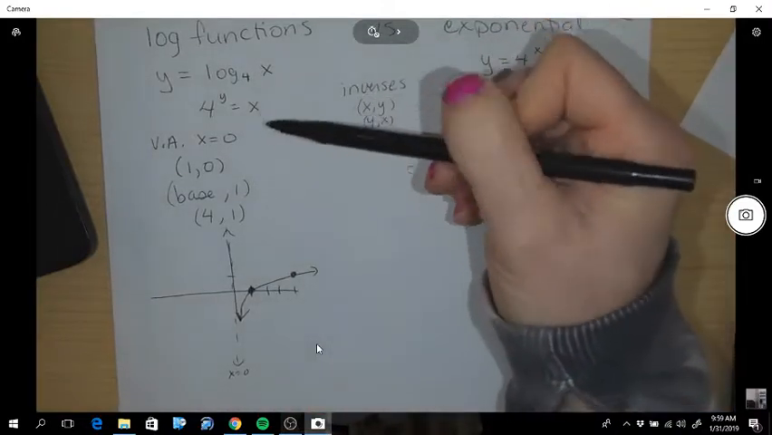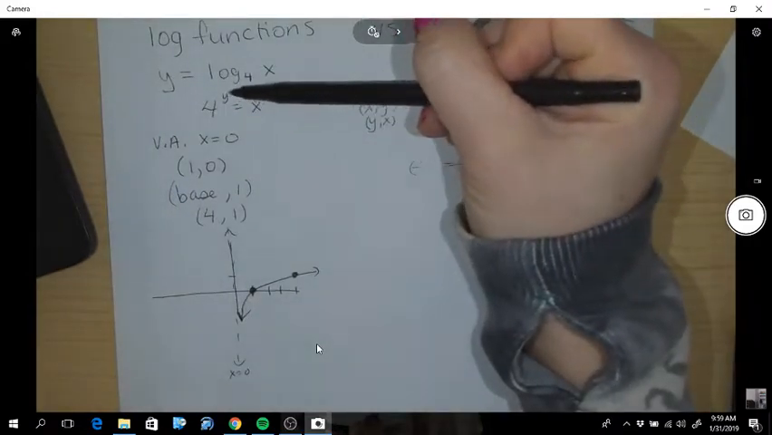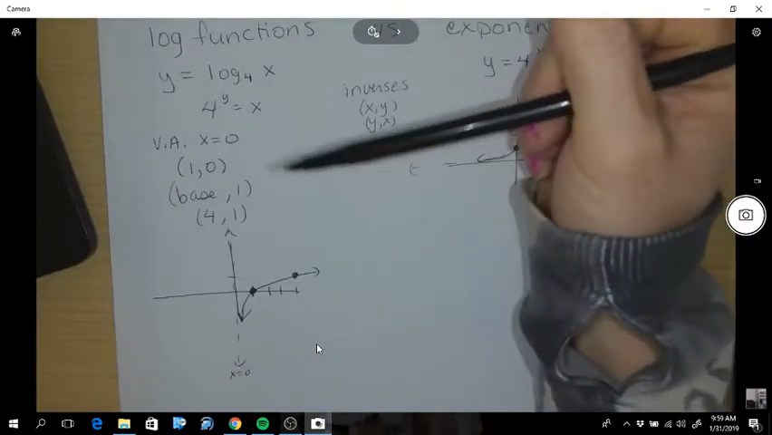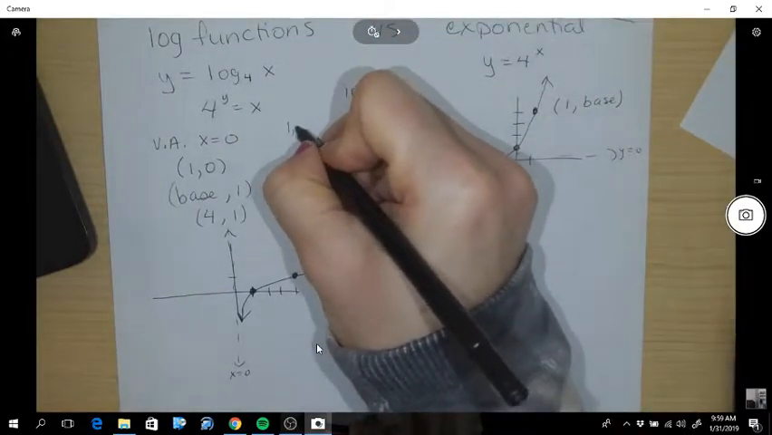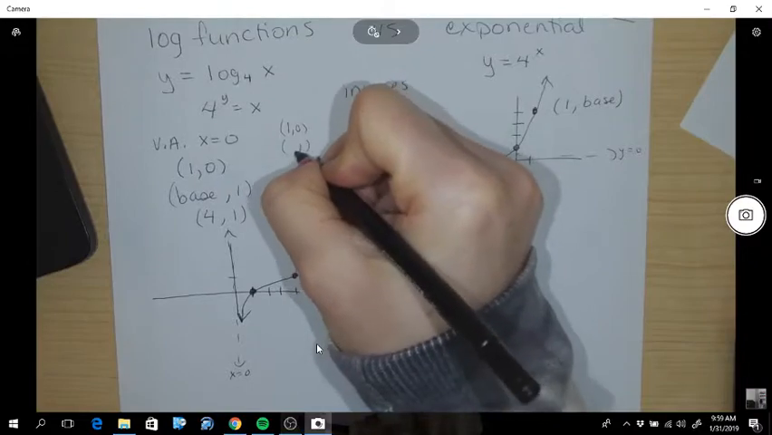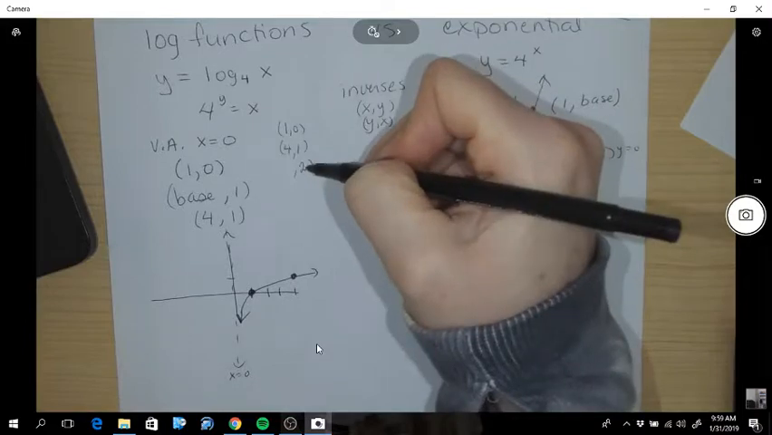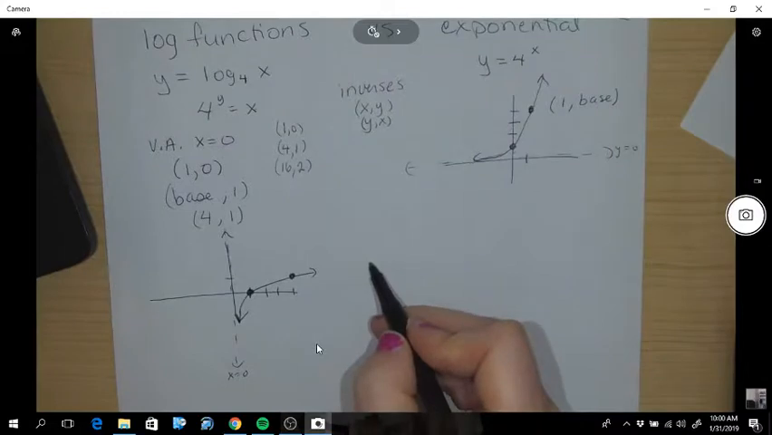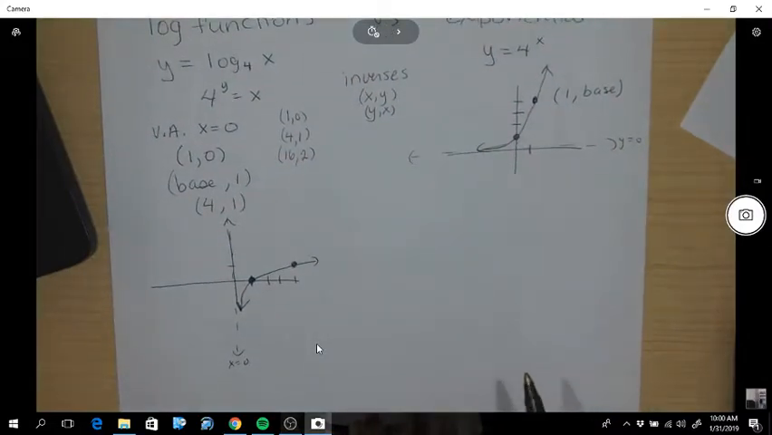Okay, so if we plug in our values, right, 4 to the 0 equals 1, so that gives you the coordinate (1, 0), right? 4 to the 1 equals 4. 4 to the 2, so that's the y value 2, equals 16. So you would have the point over here (16, 2). Okay, so that's basic log function graphing.